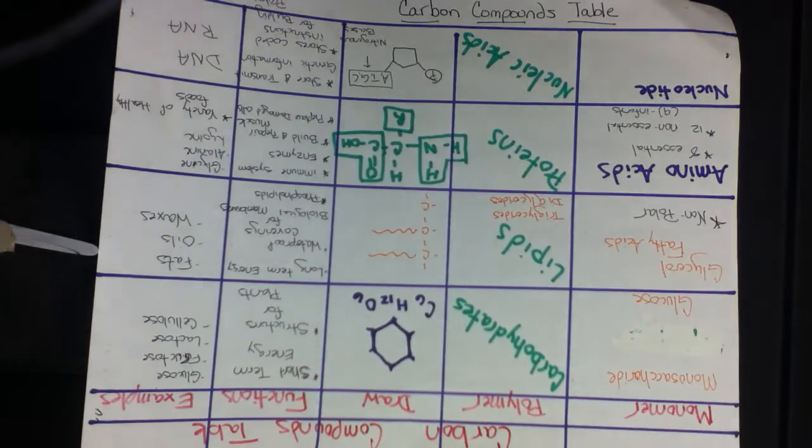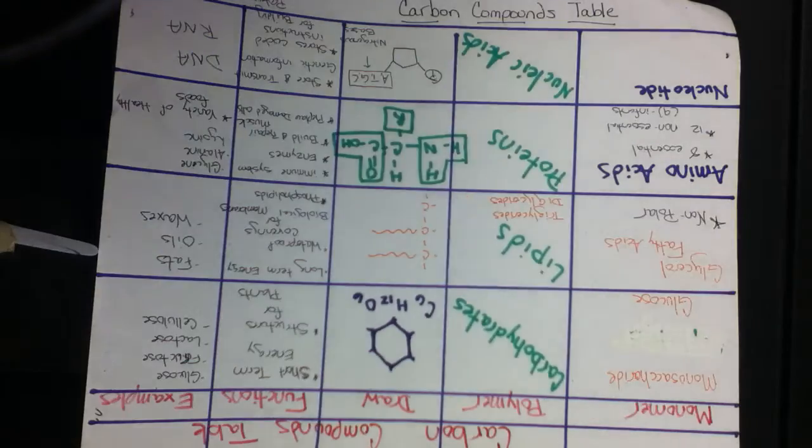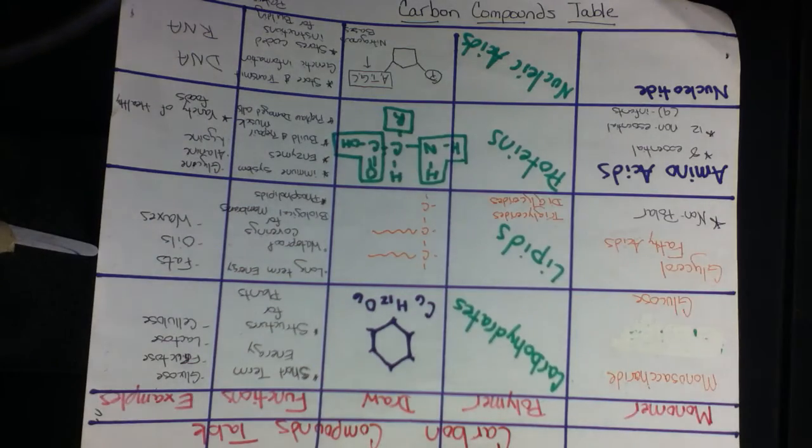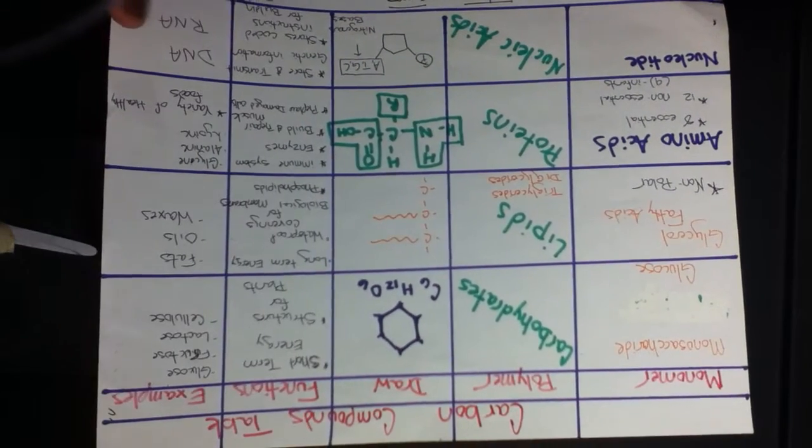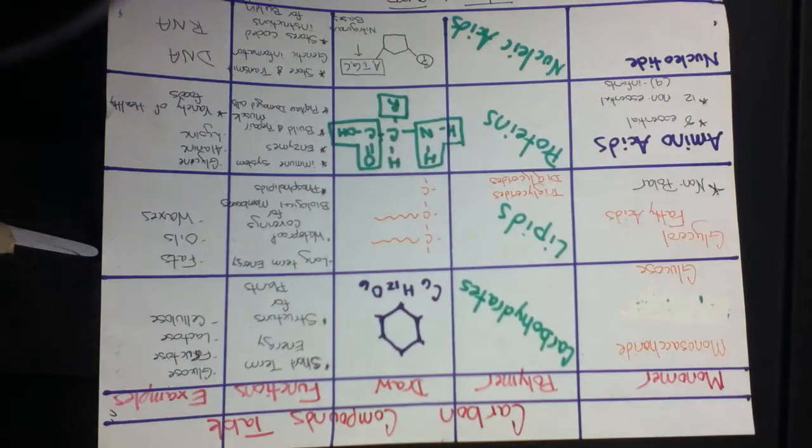Our third carbon-based macromolecule polymer are proteins. Proteins are made up of the building block amino acids. Amino acids, there's 8 essential amino acids and 12 non-essential. Essential means that you have to eat them. They come from the food that you eat. Non-essential means that your body makes them automatically.